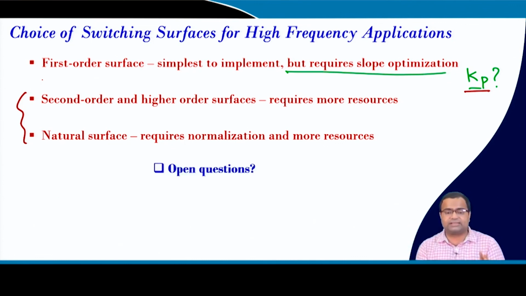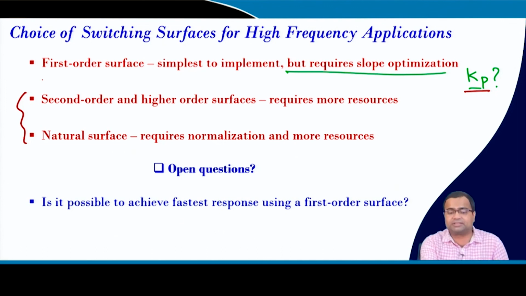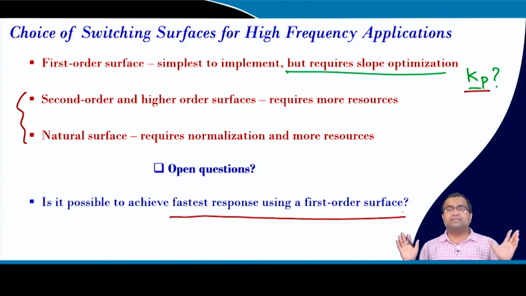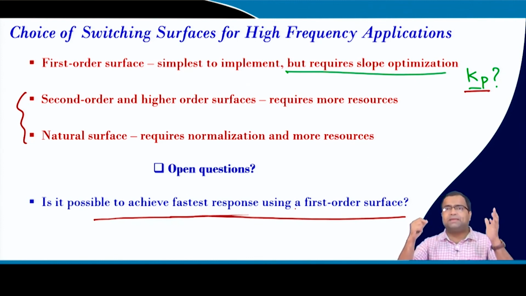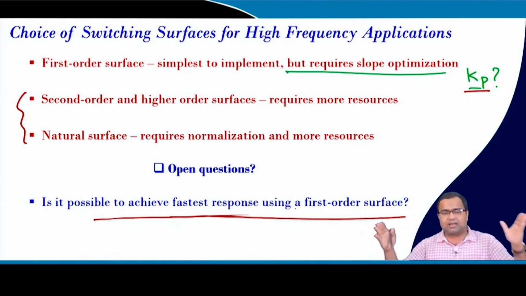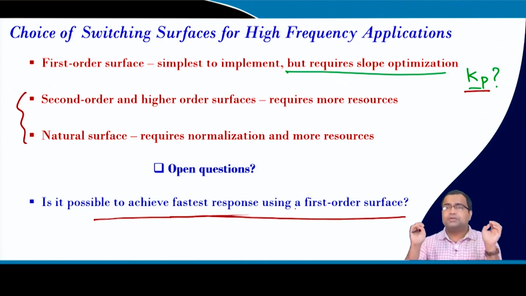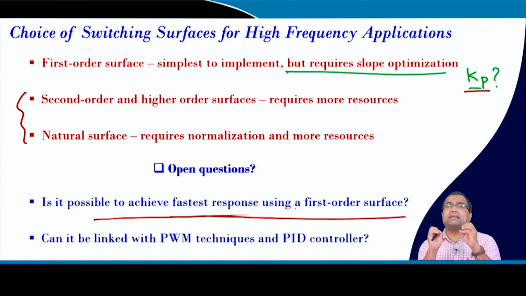So, the question is: is it possible to achieve the fastest response using a first order surface only? If we can do that, then it is the simplest one and structurally similar to the Kp, Ki, Kd PID controller, which is often used in any high frequency PMIC or DC-DC converter. So, we need to take advantage of that existing PID controller, frame it into a first order switching structure, calculate the gain, and find out how this gain can be optimally tuned by incorporating the switching information.